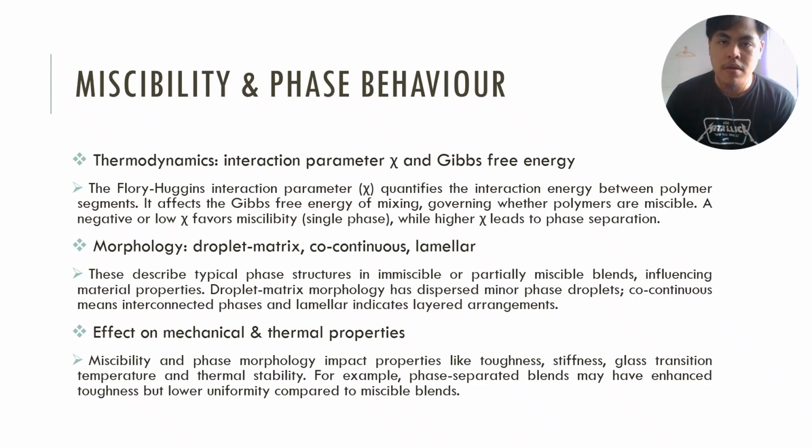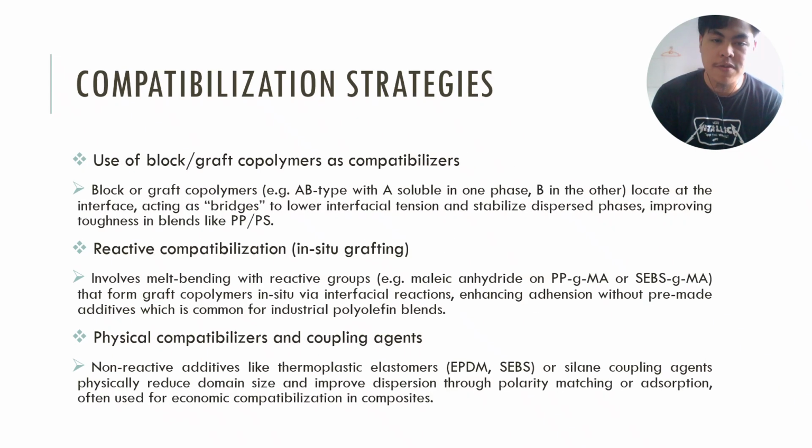Next is compatibilization strategies. The first one is use of block or graft copolymers as compatibilizers. Block or graft copolymers such as AB type, with A soluble in one phase and B in the other, locate at the interface, acting as bridges to lower interfacial tension and stabilize dispersed phases, improving toughness in blends like PP and PS. The second one is reactive compatibilization, or we can call it in situ grafting.